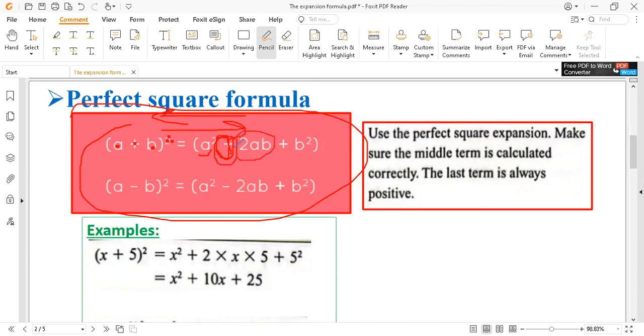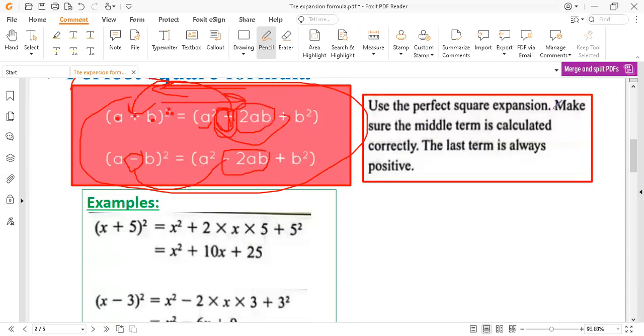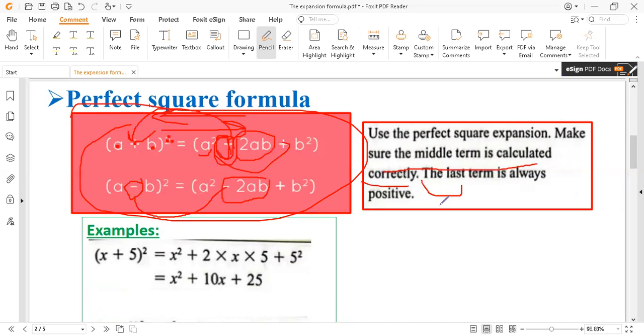This plus of the middle term, we copy it from the sign in the middle of the perfect square formula. If we have a minus, then instead of plus we put minus 2ab for the middle term. So it is very easy to use the perfect square expansion, and we should make sure that the middle term is calculated correctly. And with the perfect square formula, the last term is always positive.